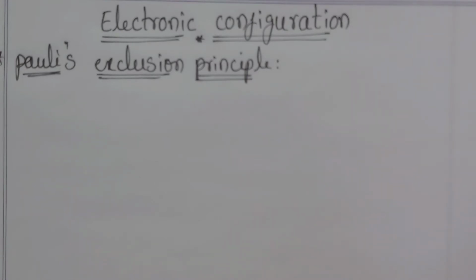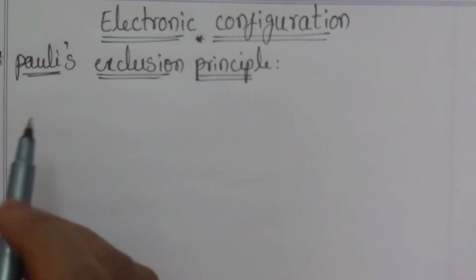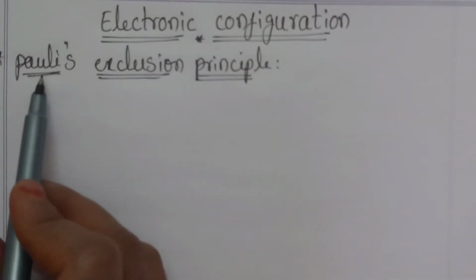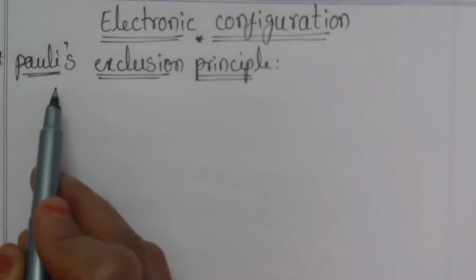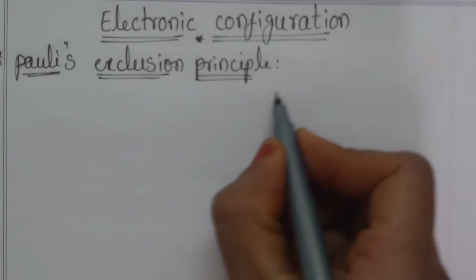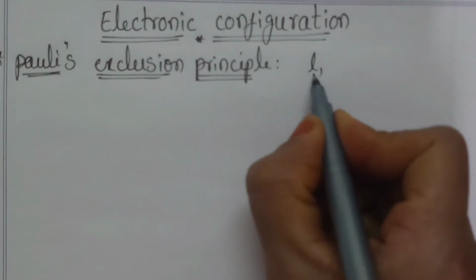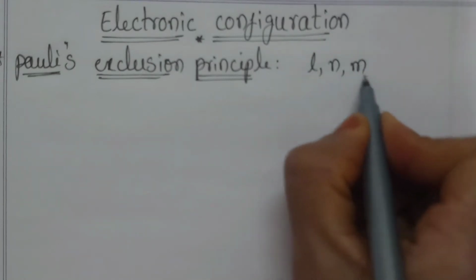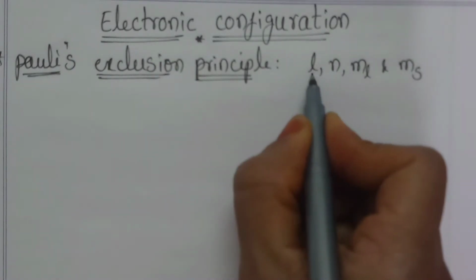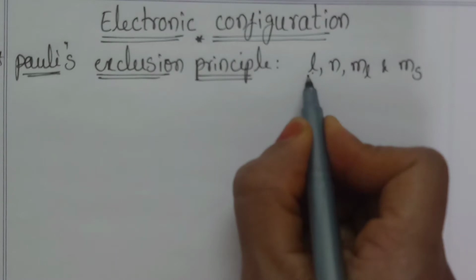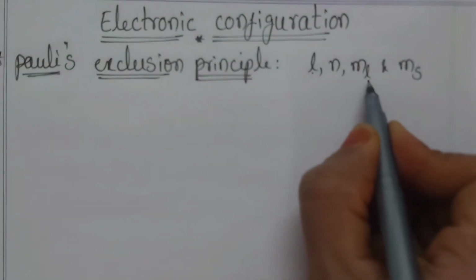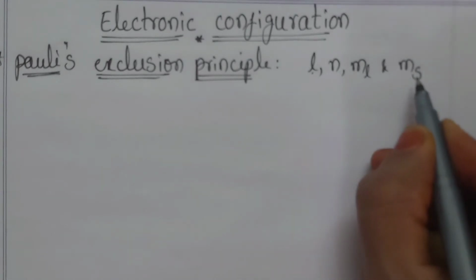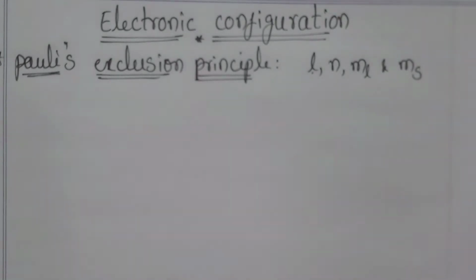Every orbit has a certain capacity to accommodate electrons, and the electrons are filled according to Pauli's exclusion principle. That means, according to Pauli, no two electrons in an atom can have the same set of four quantum numbers. They are n, l, ml and ms, where n is the principal quantum number, l is the orbital angular momentum quantum number, ml is the magnetic quantum number and ms is the electron spin.